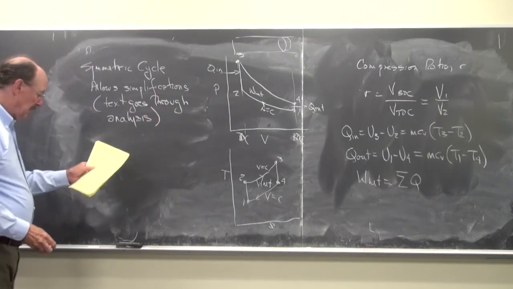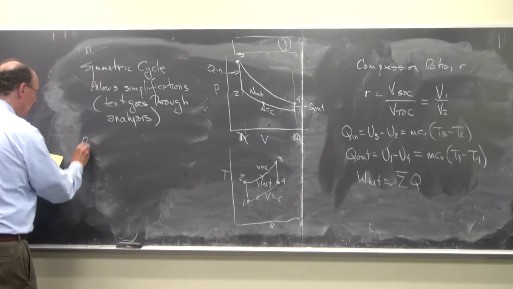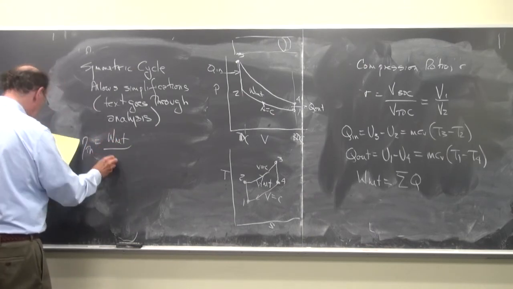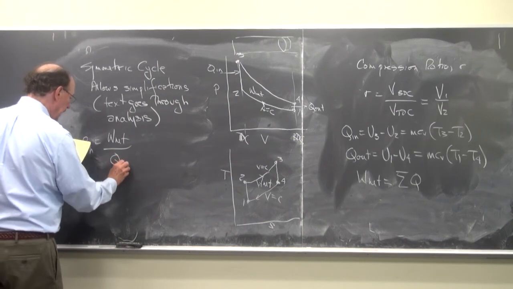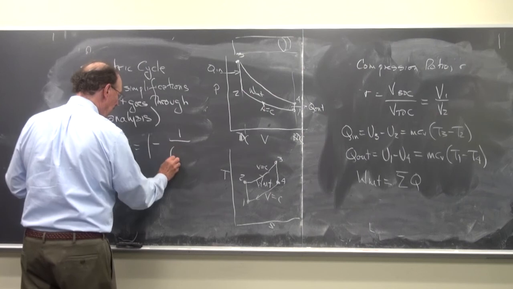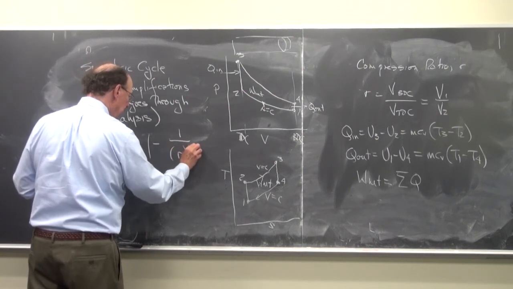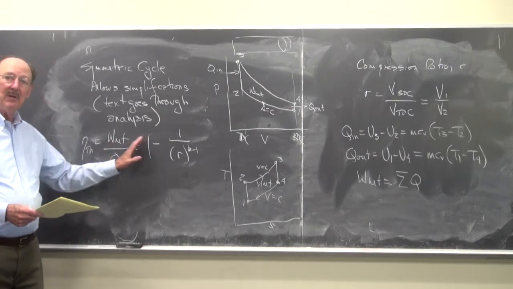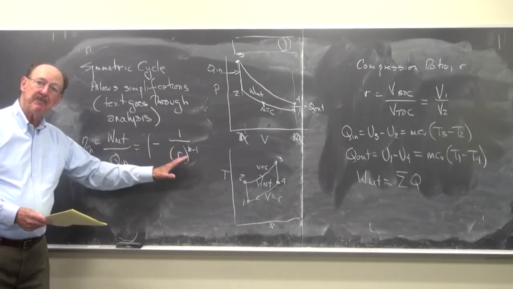But you can read, we'll come up with that the thermal efficiency is equal to W net over Q in, and for the Otto cycle, it's 1 minus 1 over R to the k minus 1. So we have a very simple form for the thermal efficiency for an Otto cycle.